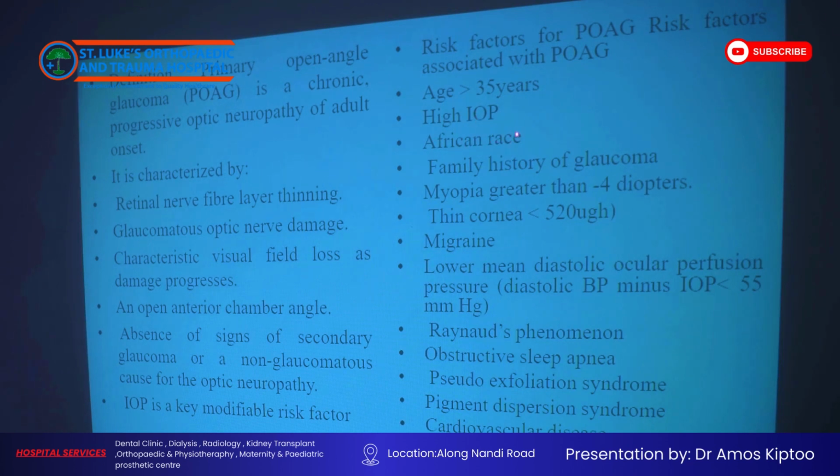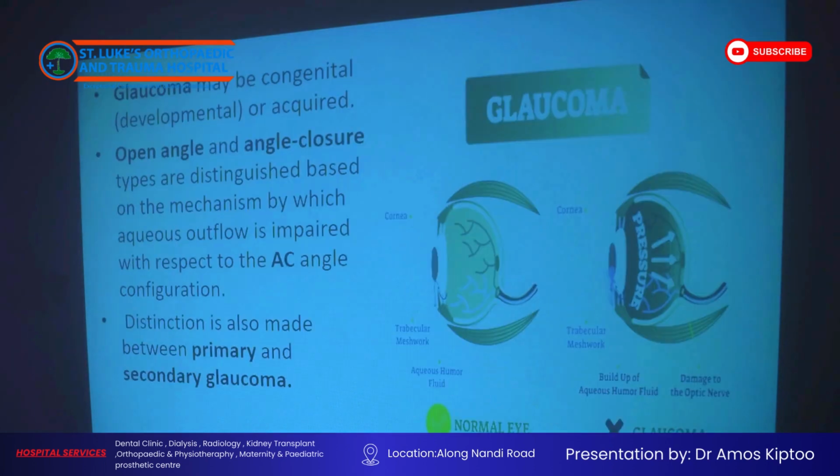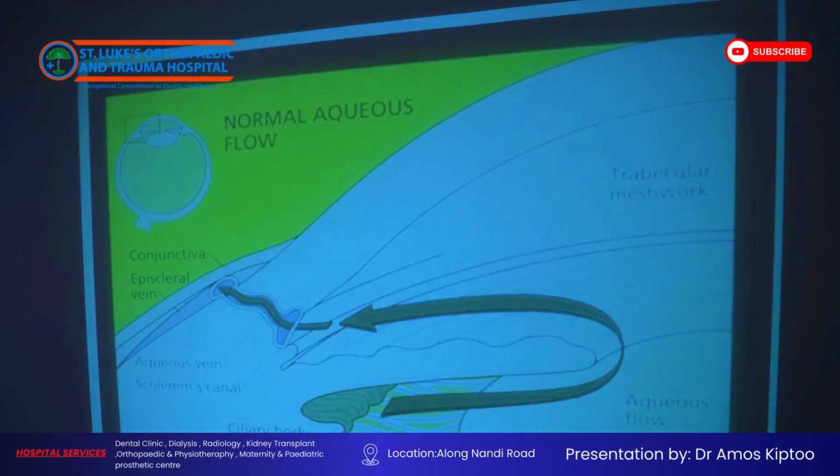In a patient who has short-sightedness of more than 4 diopters, has a risk of developing glaucoma. In a patient also with a very thin cornea, I can show you where the cornea is. The cornea is this front part of the eye. So once the thickness from this point becomes thin to that region, assuming this line moves here, it becomes thin. So this client or patient has high risk of glaucoma.